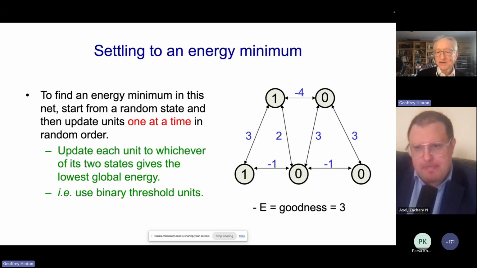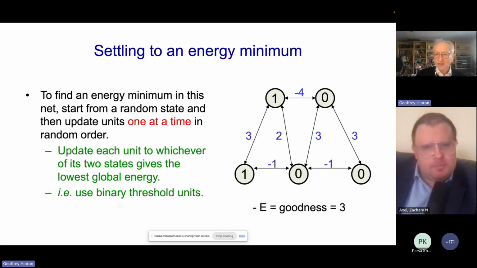So that gives us an energy of -3 or a goodness of 3. It's often easier to talk about goodness. Now, we could update the states of the network by picking a neuron in the network, like that one, for example. And we could now ask, what's the total input to that neuron?